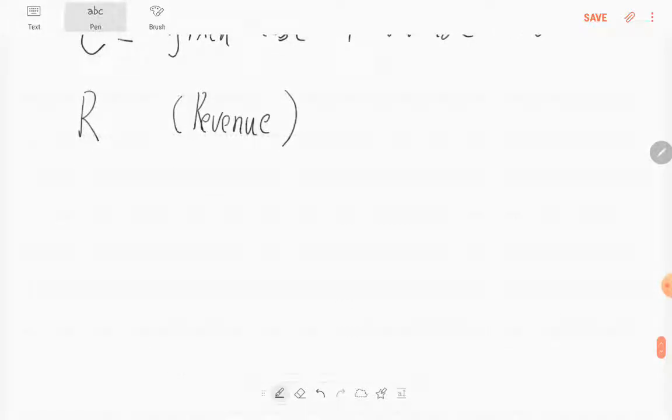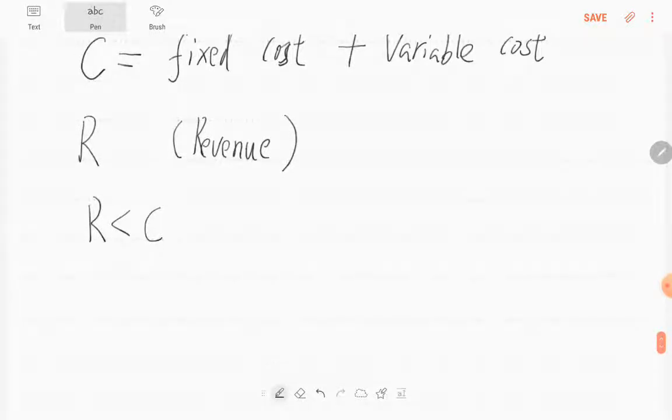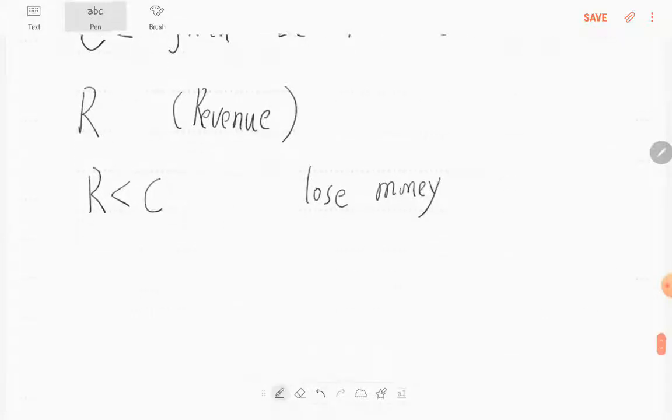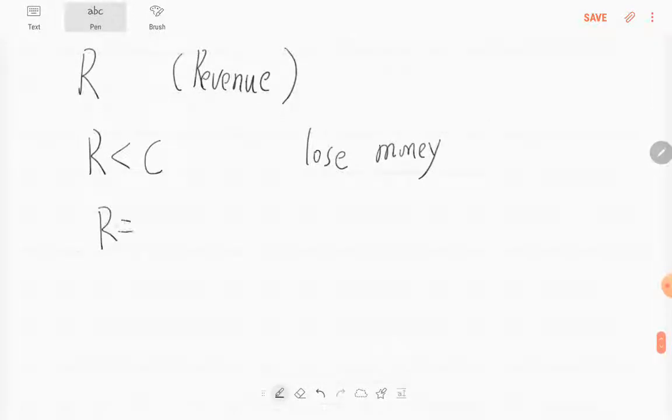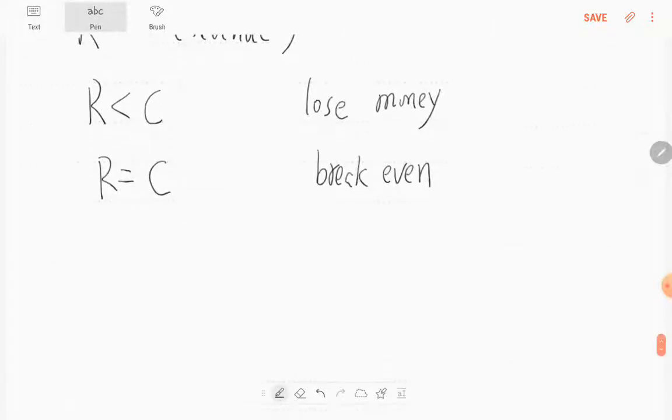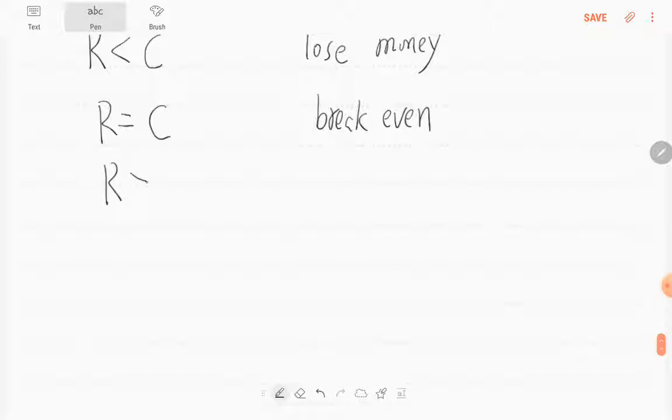So if R is less than C, the revenue is less than the cost, so that means the company loses money. If R equals C, then we say the company breaks even. If R is greater than C, that means the company makes a profit.